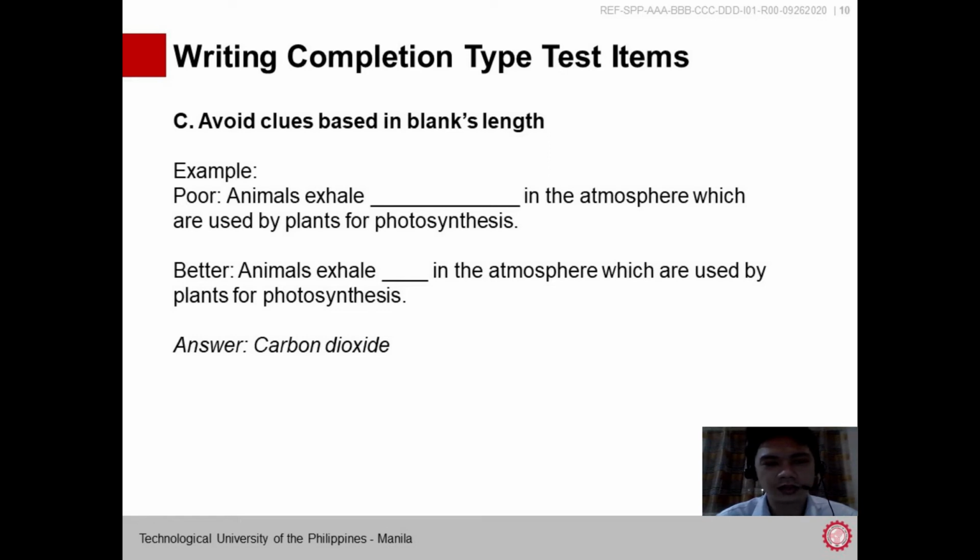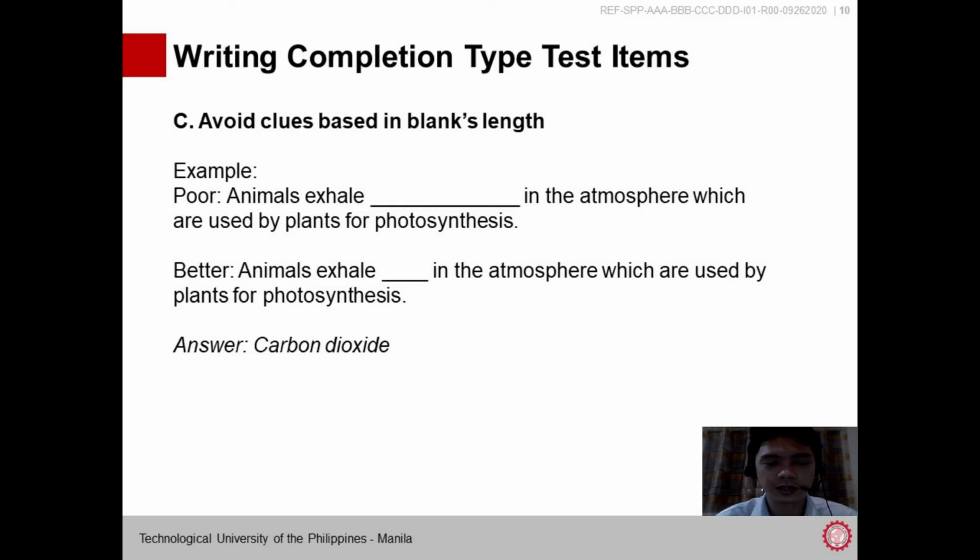Suggestion number 3. Avoid clues based in blank's length. Ibig sabihin nito, huwag natin bibigyan ng clue yung student na ang sasagot dapat nila ay mahaba base sa length nito or maikli base sa length nito. Example, ito. Animals exhale blank, ay medyo mahaba yung blank, in the atmosphere which are used by plants for photosynthesis. Ang sagot dito ay carbon dioxide.